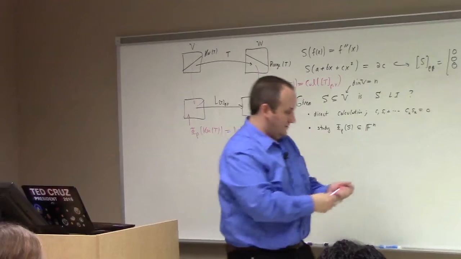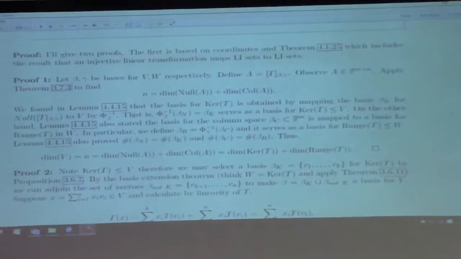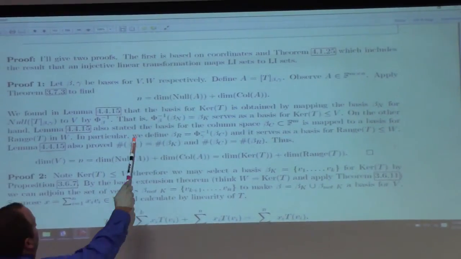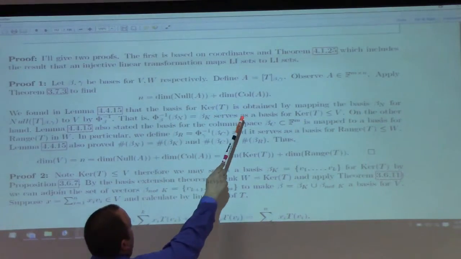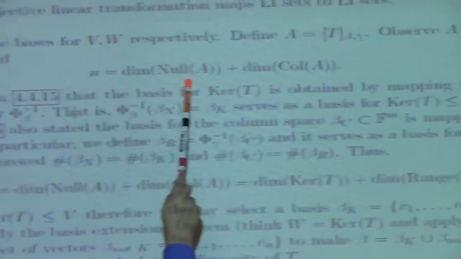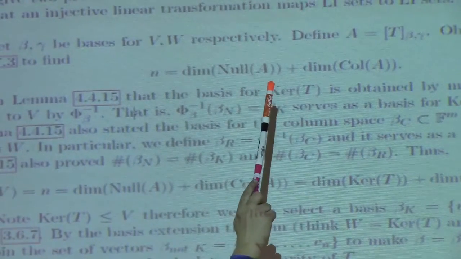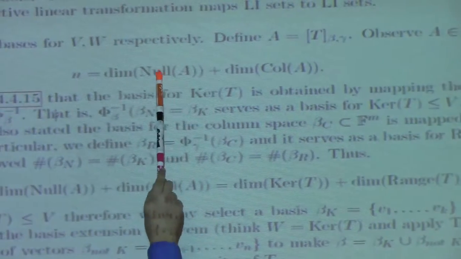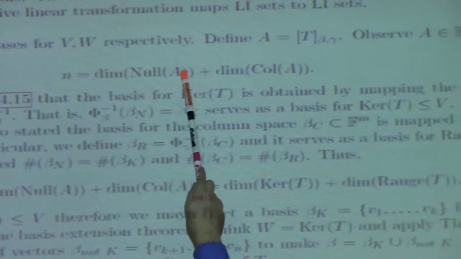Proof numero uno. So basically I say, okay, look at the matrix of the transformation. Well, we have rank nullity down there because we can count the number of pivot and non-pivot columns, rather. And that gives us this. We prove that another day.